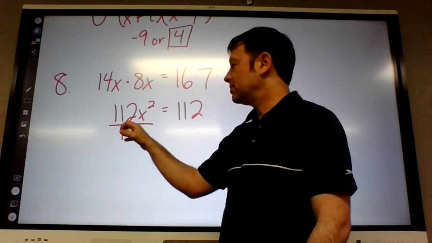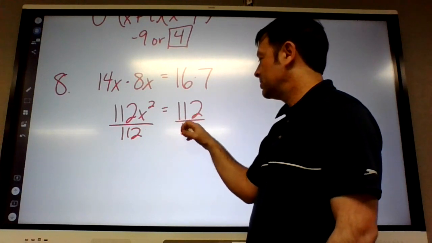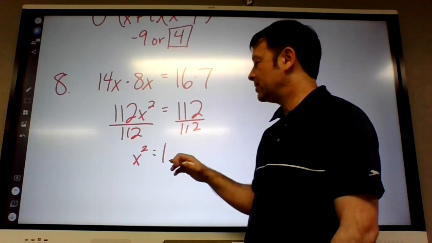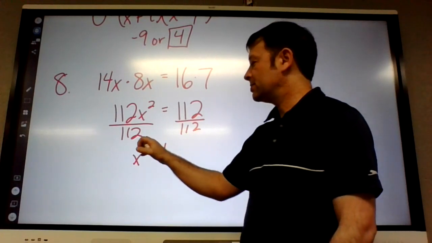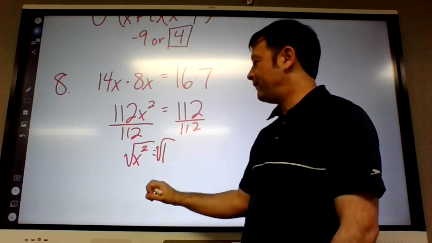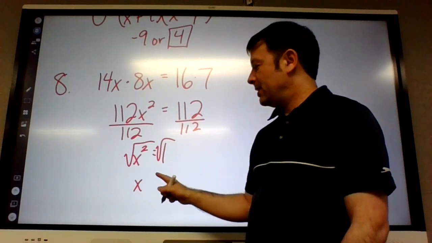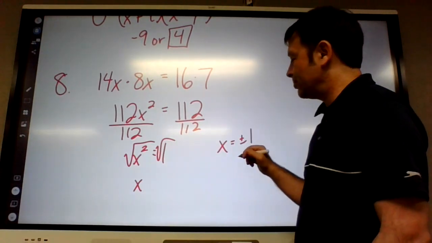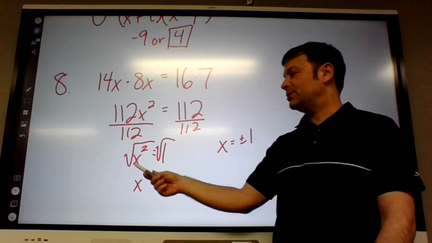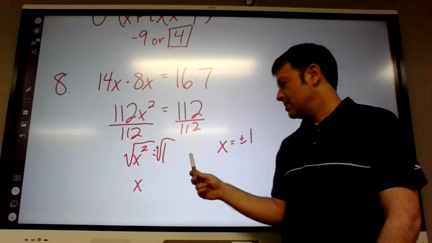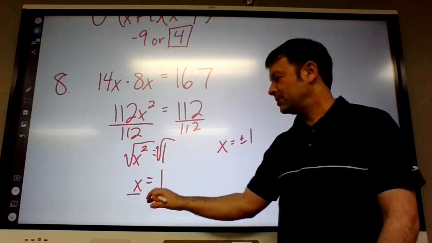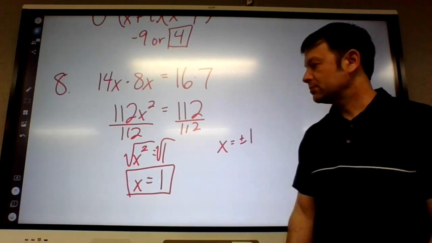Divide. x squared equals 1. Then square root. If we were just doing algebra, the answer would actually be plus or minus 1 because negative 1 squared is also positive 1. But since we're doing geometry, it's just 1.